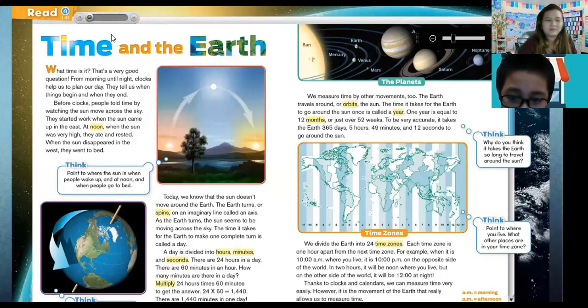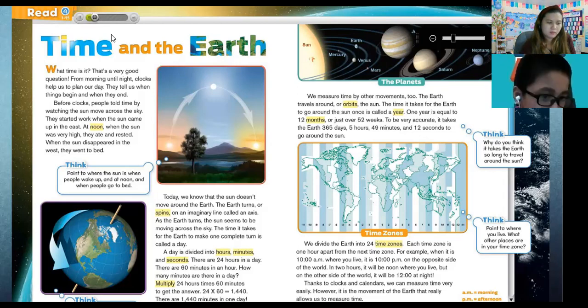Page 70. Read. Time and the Earth. What time is it? That's a very good question. From morning until night, clocks help us to plan our day. They tell us when things begin and when they end. Before clocks, people told time by watching the sun move across the sky.